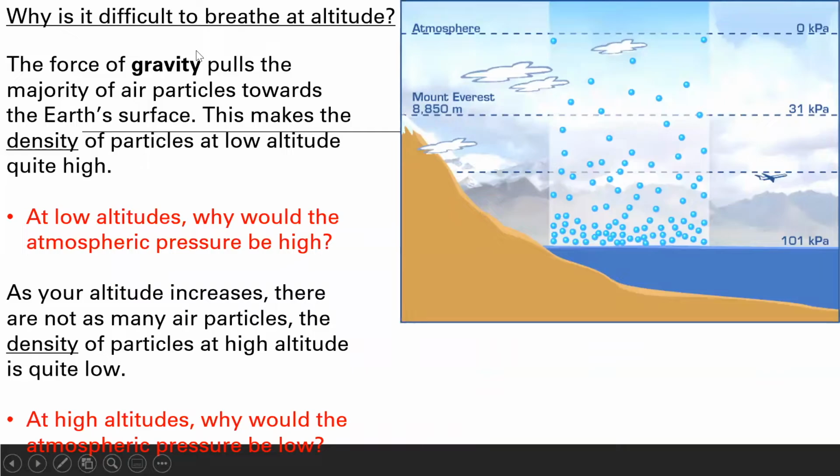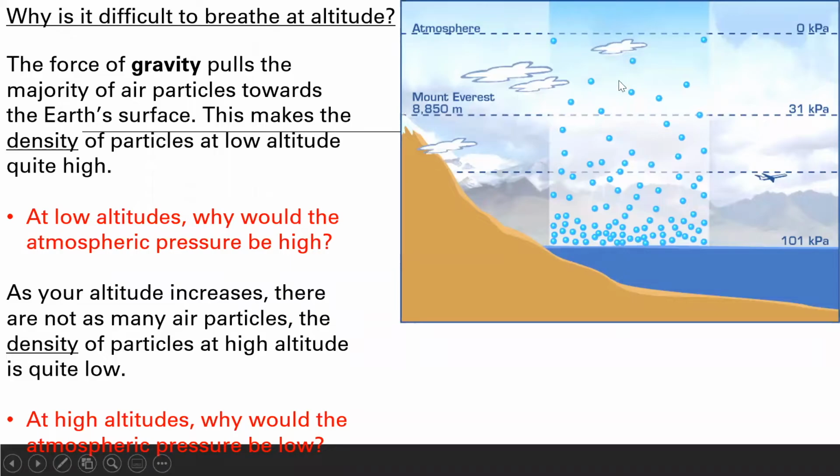So why is it difficult to breathe at altitude? If you go up the top of a mountain like Mount Everest, it's very difficult for you to breathe. It's quite a simple explanation. The force of gravity pulls the majority of air particles towards the Earth's surface. So this makes the density of the particles at low altitude quite high. So the air is quite dense down here.